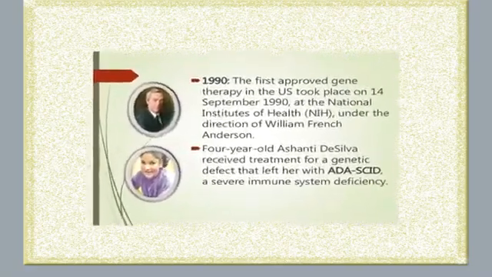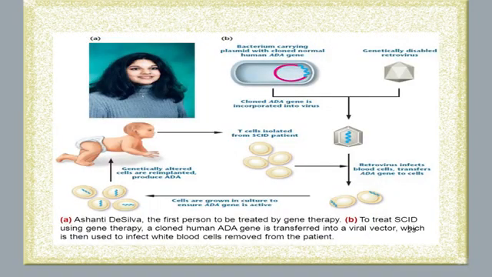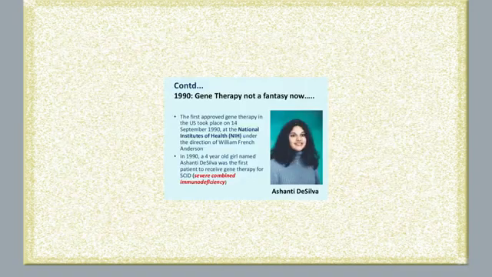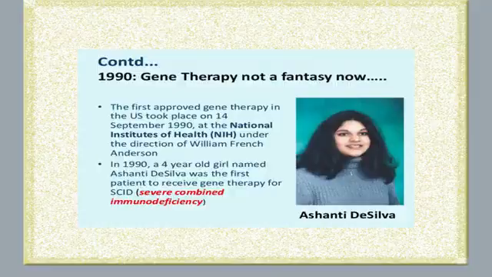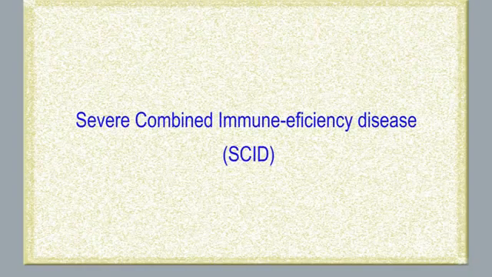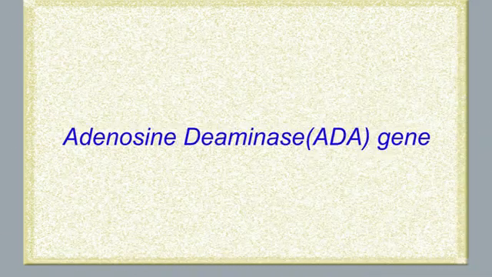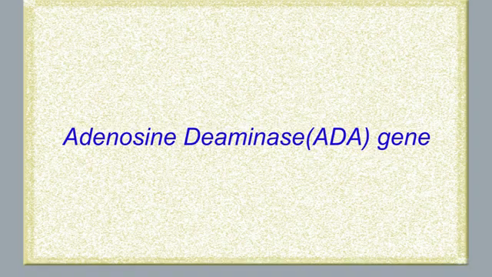After the transfer of foreign gene into the cell of an organism, the organism with the transgene is termed as transgenic. The first use of gene therapy carried out in human was in 1990 on a 4-year-old girl named Ashanti De Silva. She was suffering from a severe combined immunodeficiency disease with the defected adenosine deaminase gene. Gene therapy has been carried out in many clinical trials.